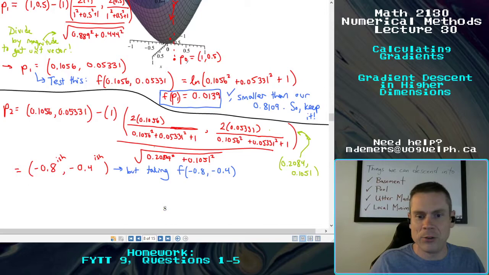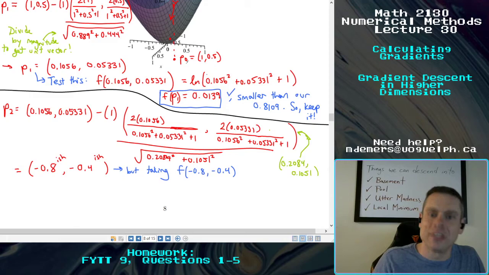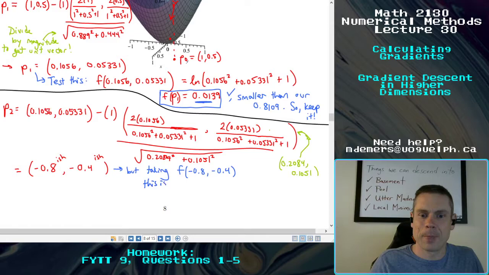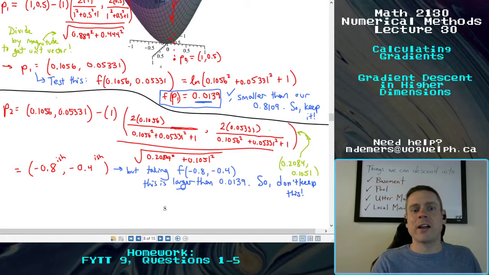So, yeah, anyway, if you take f of minus 0.8, minus 0.4, we actually get a number that's larger than 0.0139. So, don't keep it. We're not going to keep the P2 after all of that work.